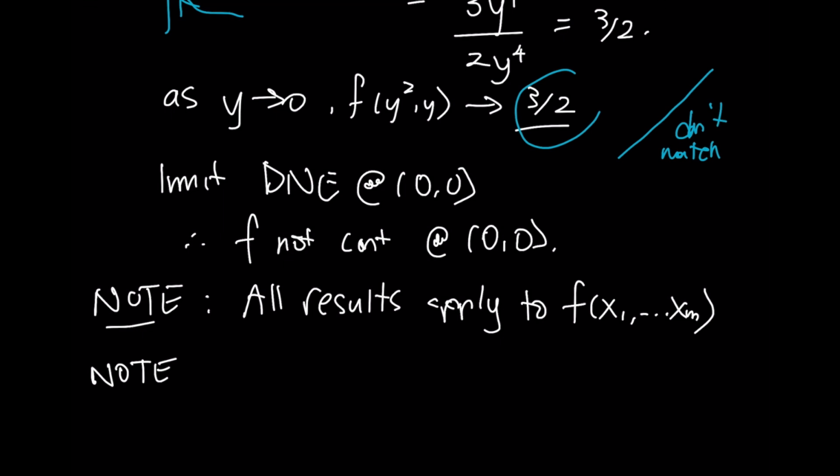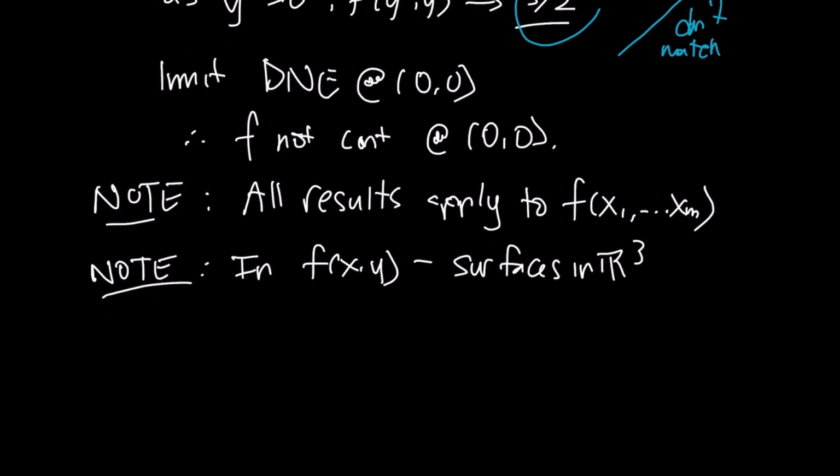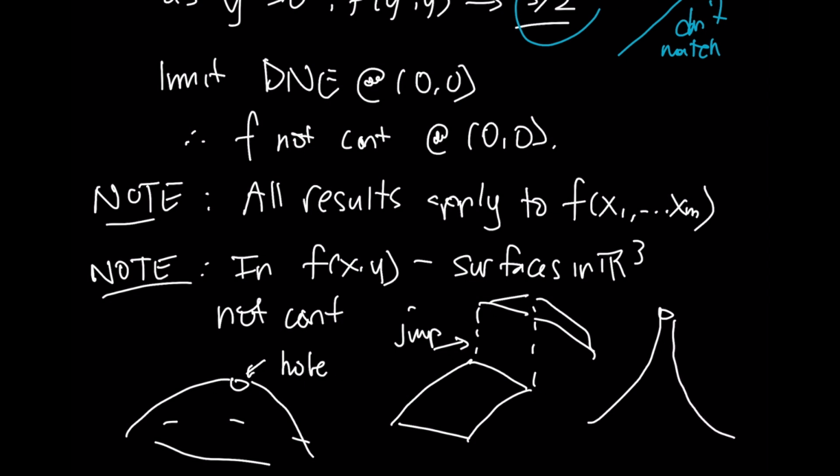Note, if I've got functions that look like this, they are surfaces in R3. And because they're surfaces in R3, when they are not continuous, it's the same types of problems that you encountered in Calc 1. Sometimes your function could have a hole. Sometimes your function could have a break or a jump in its value. And that makes it not continuous there. Or sometimes you could have this volcano type function where it's an infinite limit. And functions that possess these kinds of things are not continuous.